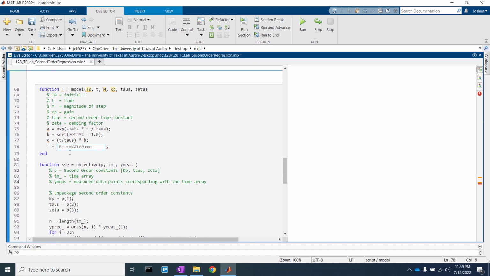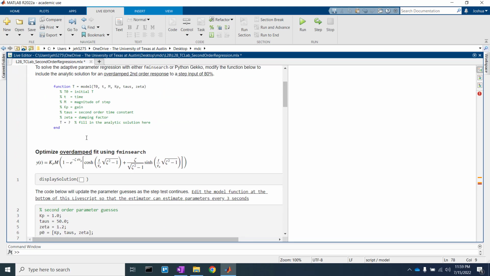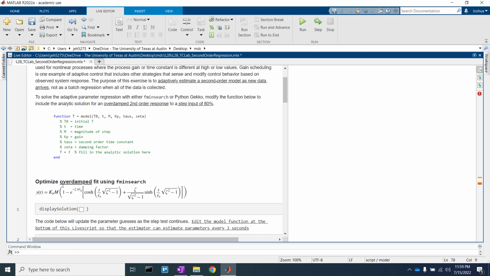So let's go ahead and add our analytical temperature equation to all of this, and then we'll see how it regresses. I remember it's Kp times m times 1 minus, and now we have to go back up and look at the equation. Kp times m times 1 minus e to the negative zeta t over ts. We also have cosines here. Actually, this is hyperbolic cosine.